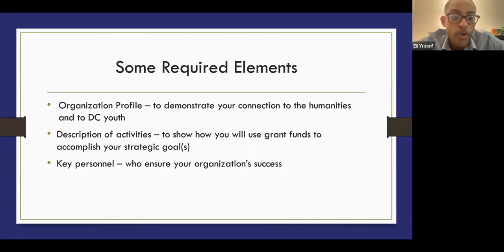This grant is to support your organization's work. So there are goals, of course, that you need to achieve, and we intend for this grant to help you achieve them. So here you can lay that out for us. We have a key personnel question, which will inform us as to who in your organization will ensure success in achieving your goals.